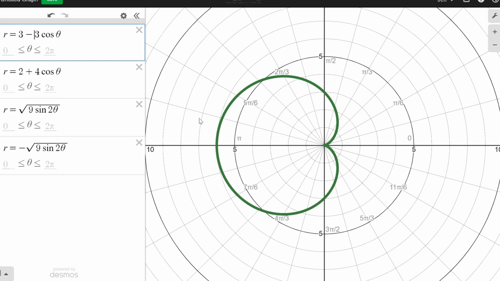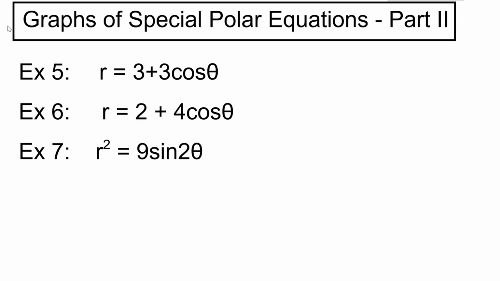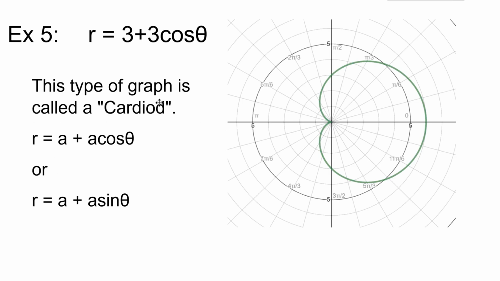So these graphs, we'll run back over to a presentation here. These are called cardioids, and they're in this form: r equals a plus a cosine theta, or r equals a plus a sine of theta. And they're going to look kind of like these heart shapes. We'll come back. Well, let's go back to Desmos and see what about the distances here.